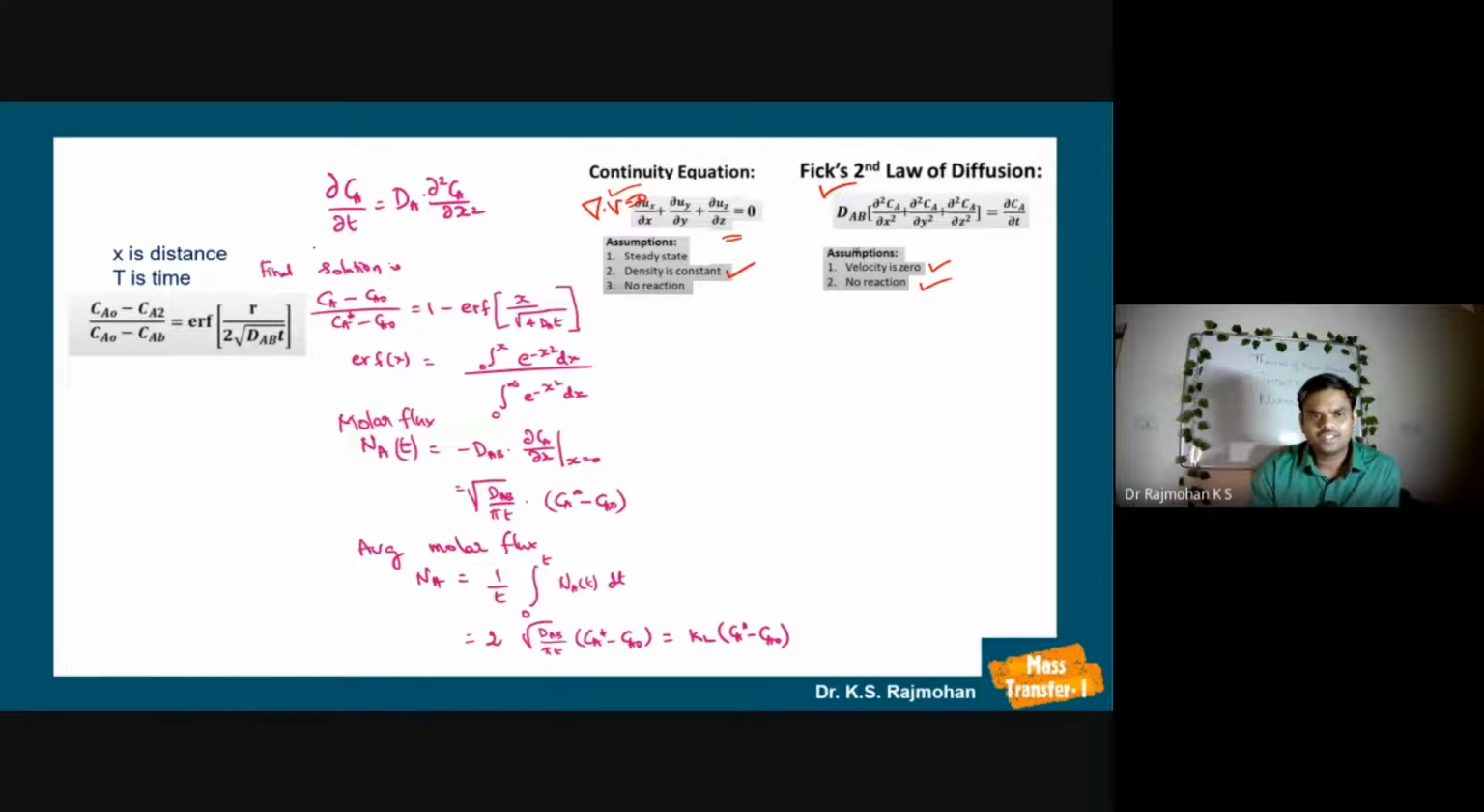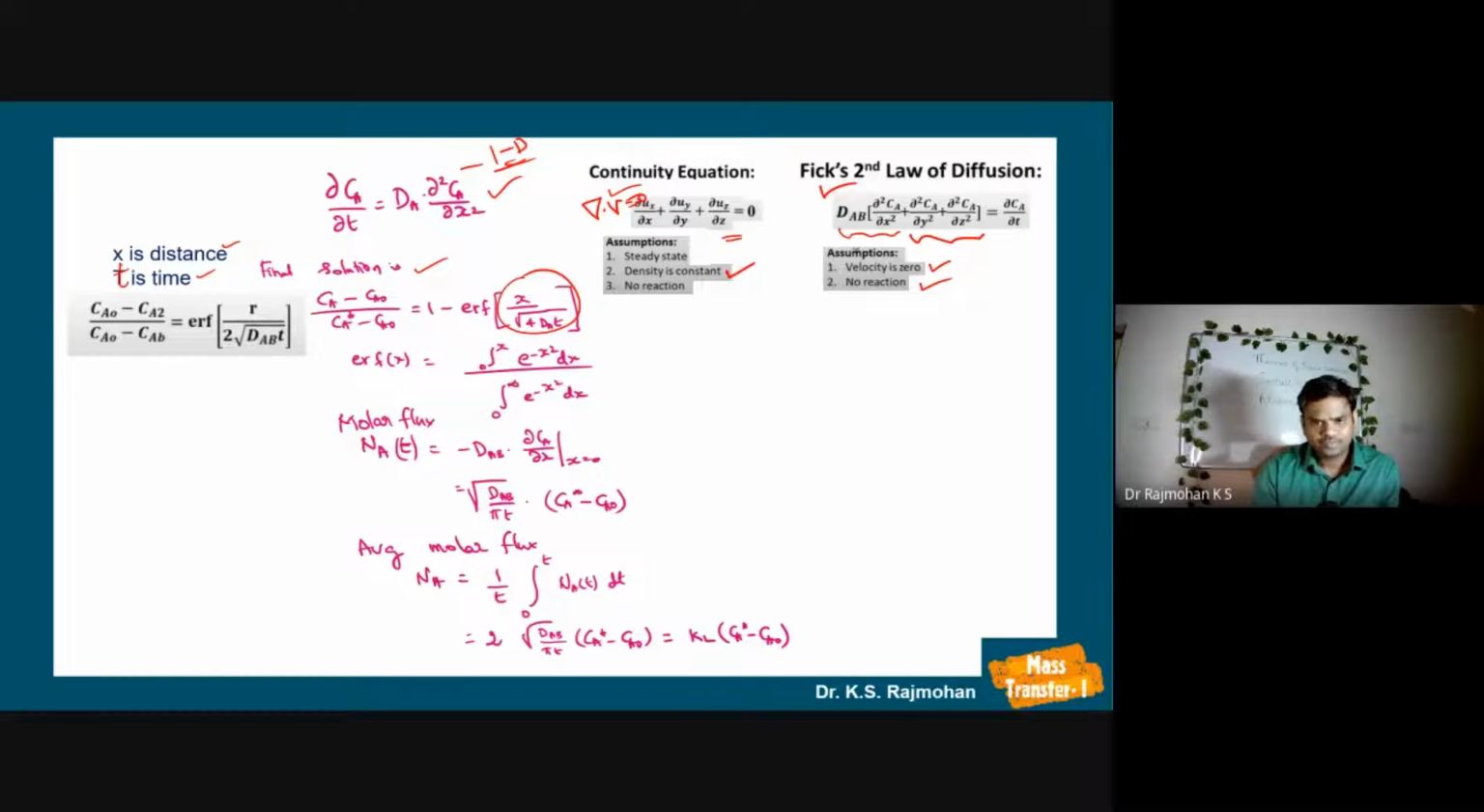If you are writing it for a one dimensional case, we can write dCA by dt equal to DAB into d squared CA by dx squared, where x is the distance and t is the time. If you solve this equation, the final solution can be attained, which will be of this form: (CA minus CA naught) by (CA star minus CA naught) equal to 1 minus error function of x by square root of 4 DAB t.